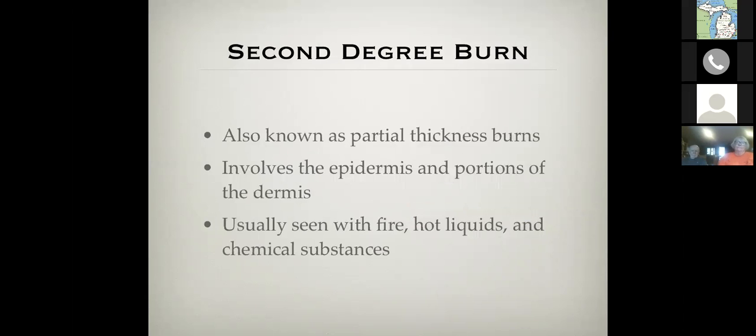So with the second degree burns, like I've said, there's two different kinds. And the first one is partial thickness burn. This is when it's going to involve the epidermis and portions of the dermis. So obviously with first, second, and third, the bigger the number gets, the more severe the burn that we're dealing with. And also, this is when we begin to see more of a chemical substance component. Fire, hot liquids, and chemical substances are the most likely cause of this burn.